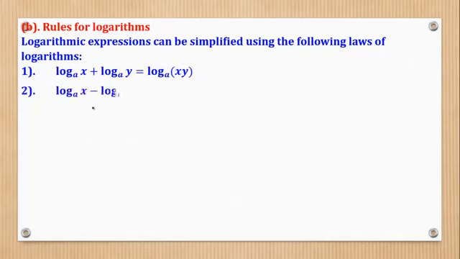So for rule 2, it is the minus that gives rise to a division. But you should take note, the base must be the same. So you keep the base constant and you divide these two terms. The first one is the numerator, then the one after the minus is the denominator.